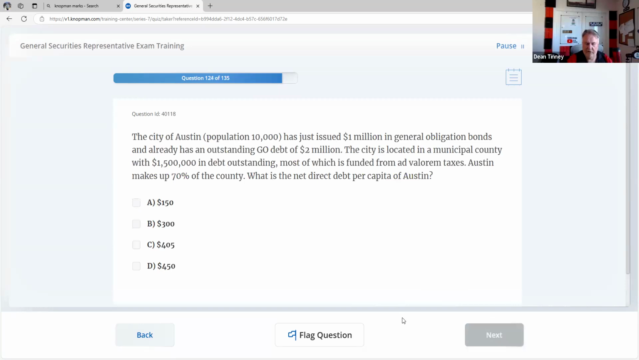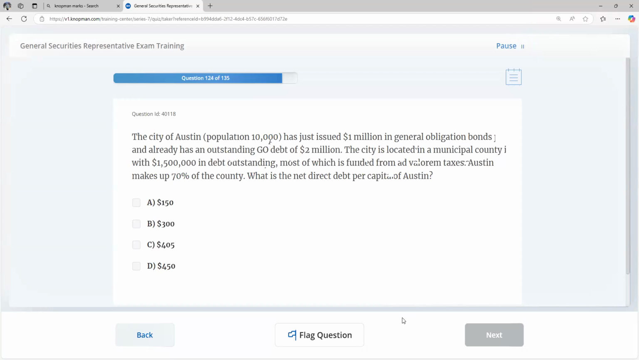The city of Austin has just issued $1 million in GO bonds and already has 2 million outstanding. The city is located in a municipal county with 1.5 million in debt outstanding, most of which is ad valorem taxes. Austin makes up 70% of the county. What is the net direct debt per capita of Austin?